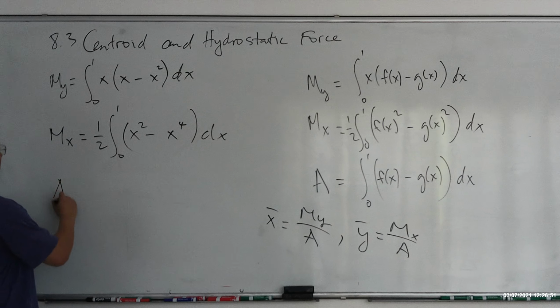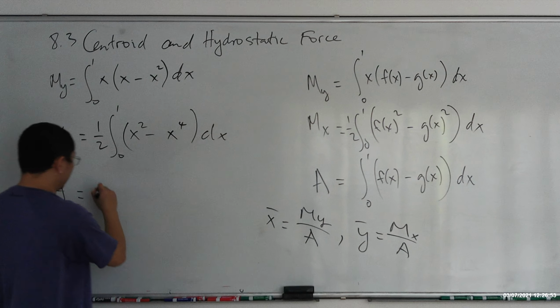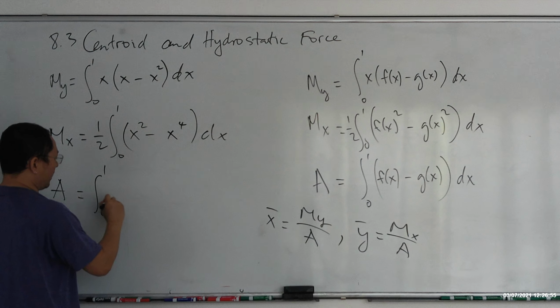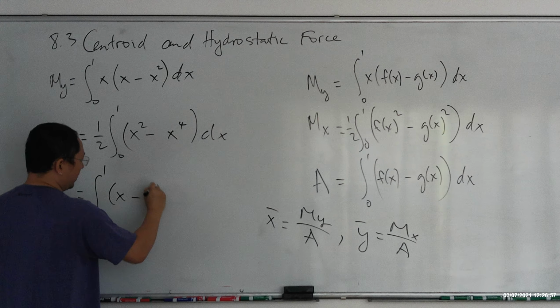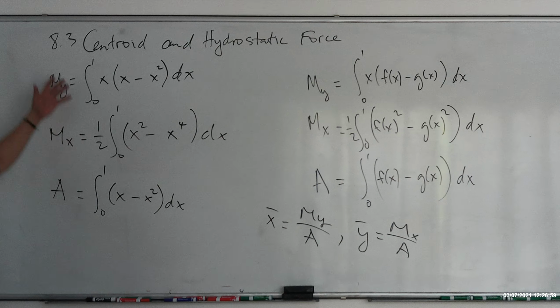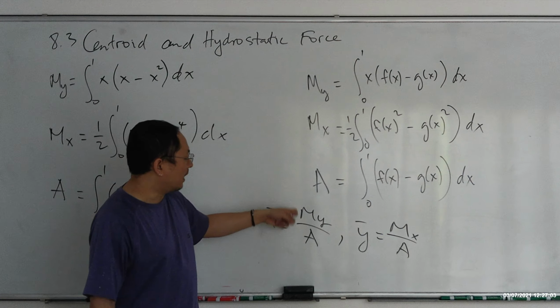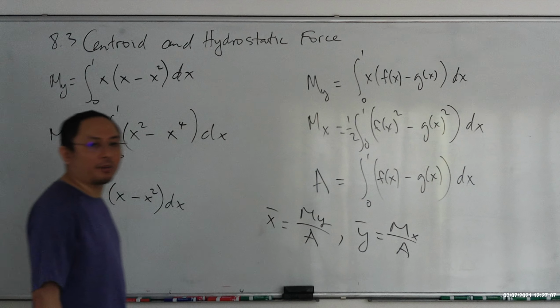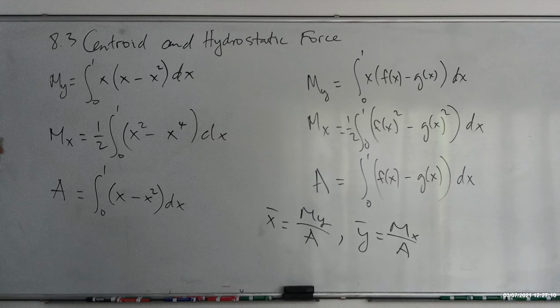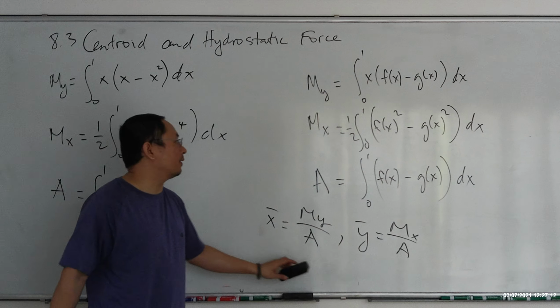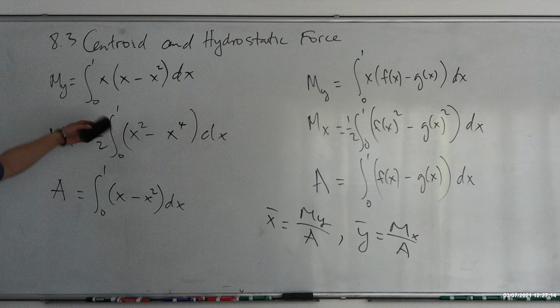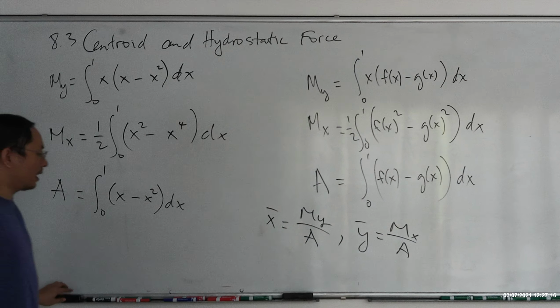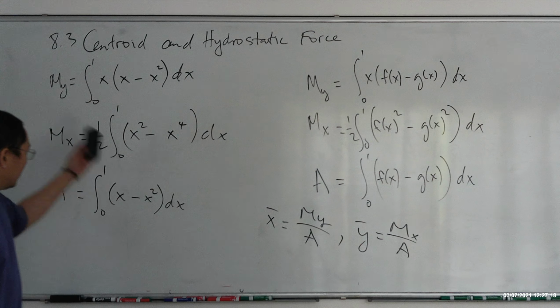And then A is right here, integral from 0 to 1, f of x minus g of x, which is x minus x squared dx. Okay, so you calculate three integrals right here, and you make two fractions. My over A is going to be x bar, and Mx over A is going to be y bar. Okay, and you should have the answer. And very similar for other functions, but the calculation may be more complicated. Depends on the function, but this is the idea.